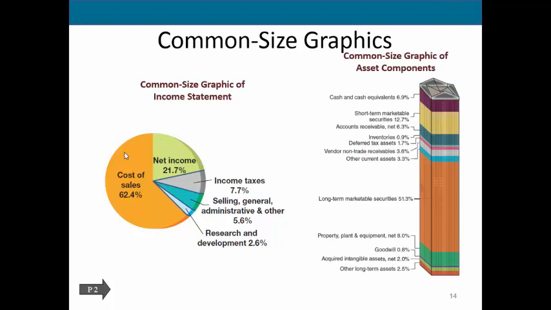Here we just have an example of what you can do with your common size information. You can create a common size graph. So you can see here, this is just a representation of what we're comparing. So in the case before, the entire piece of the pie would be, for example, our revenue. And this is just showing how our revenue is being used. 62.4% of that revenue goes to cost of sales. 7.7% goes to income taxes and so on. And then whatever is left over, that piece of the pie is our net income.